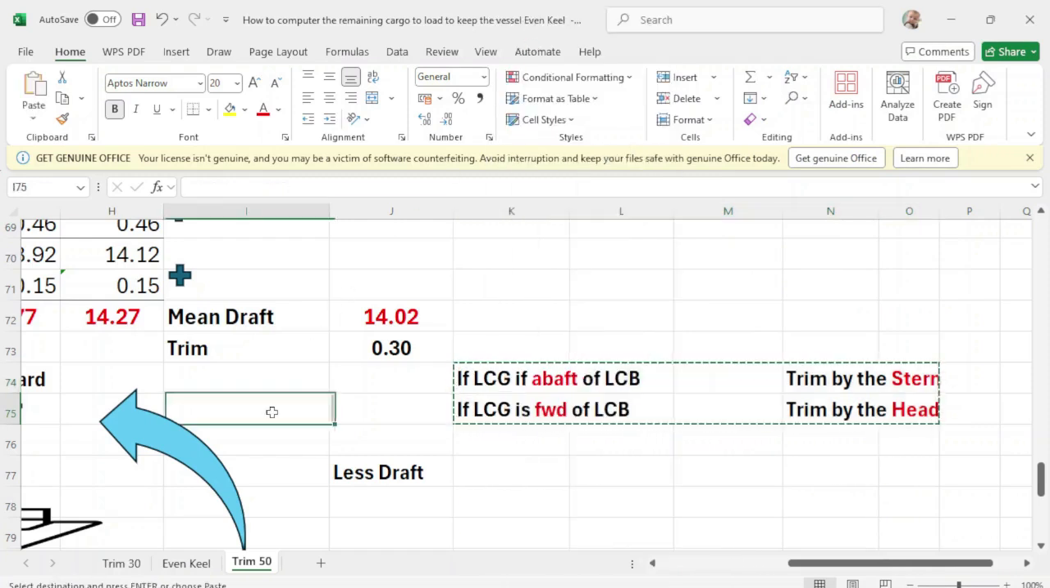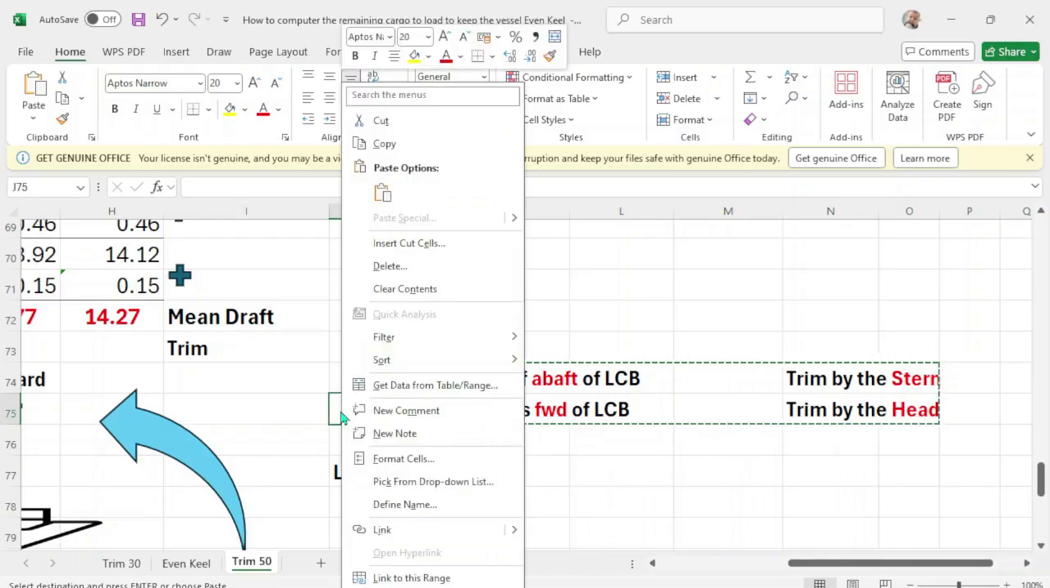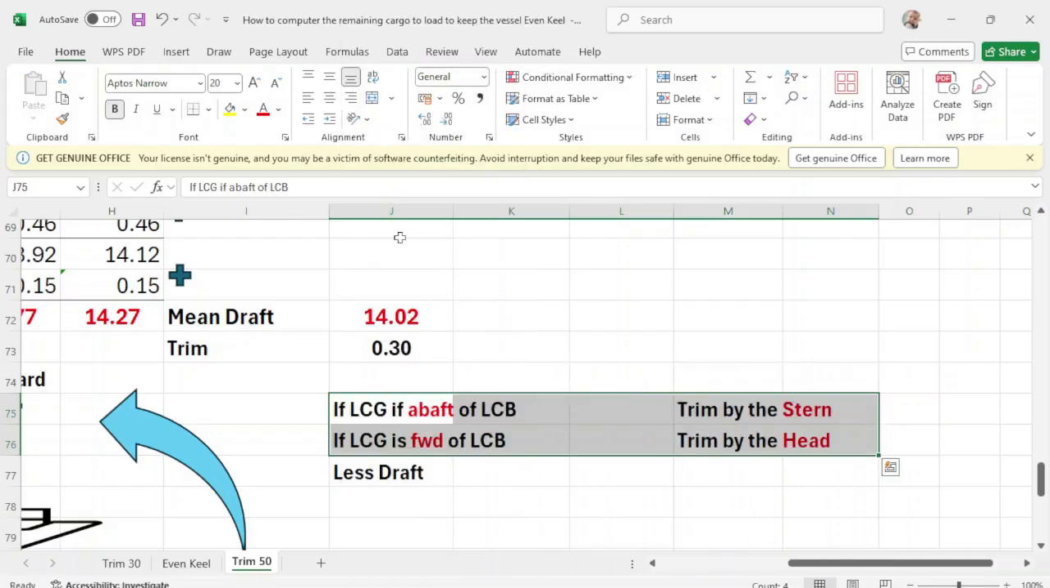Okay, we got this one. I think this will be better here. This. Okay, done.